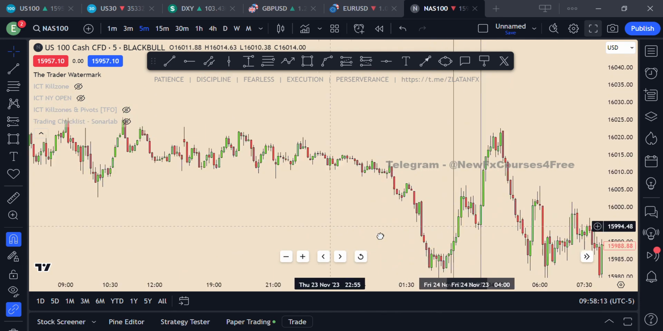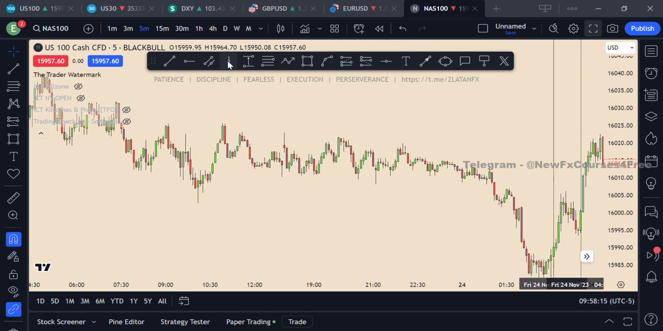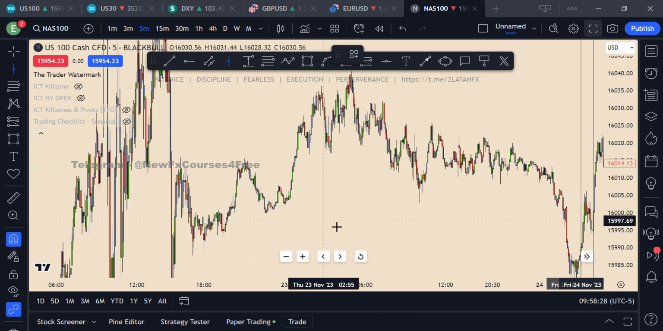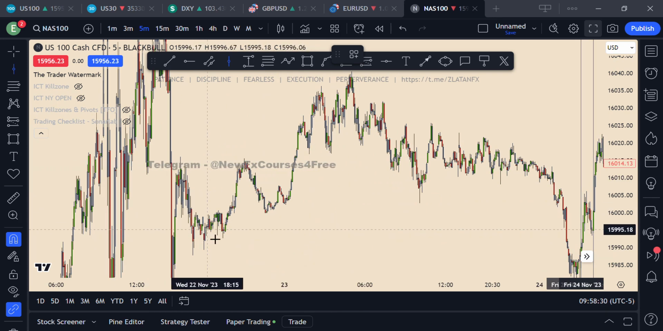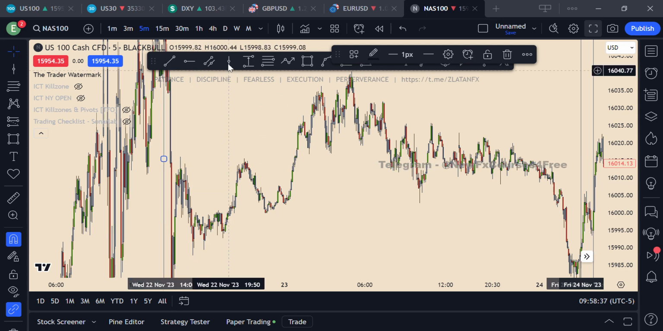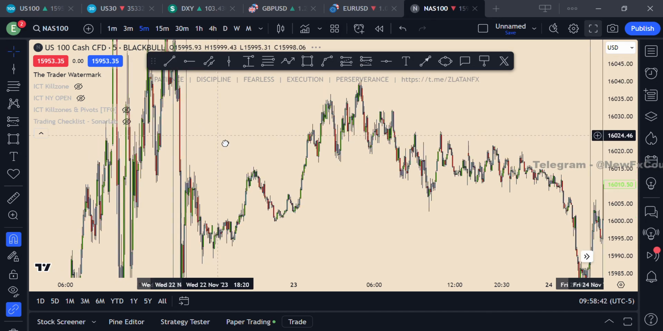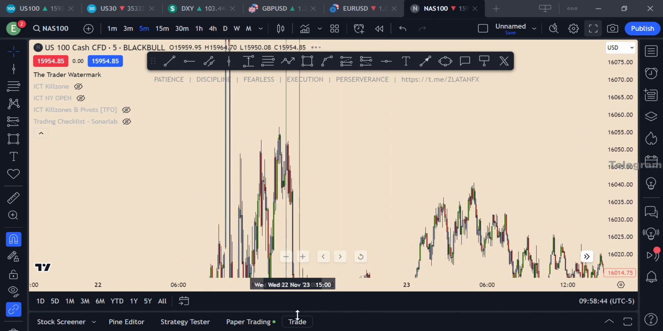So going to the previous day, it was Thanksgiving, so they closed earlier. This was Thursday. Yep. So let's check out the 14 o'clock and 3 p.m. silver bullet.